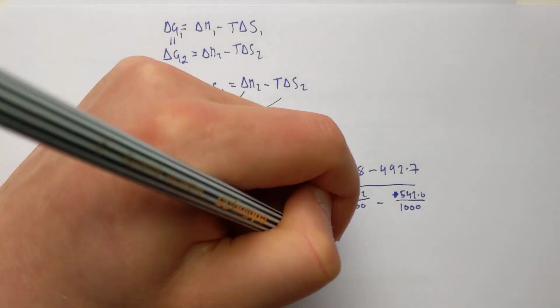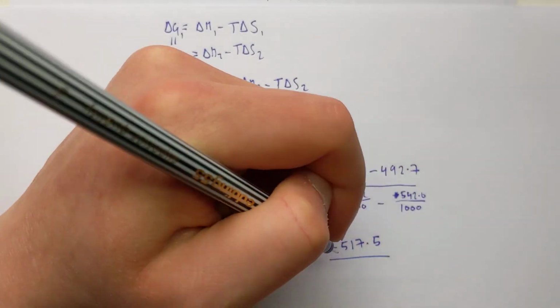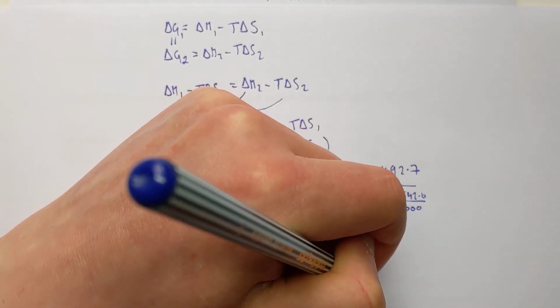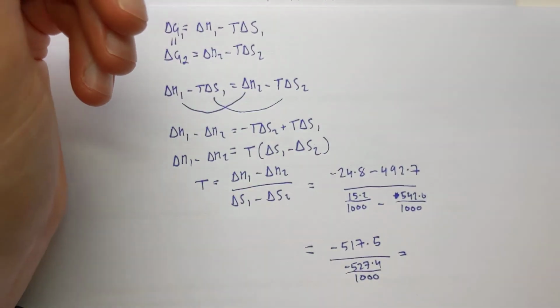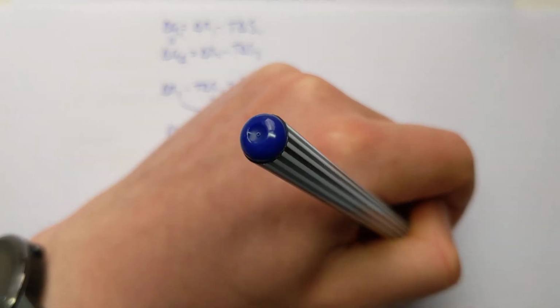At that point I could just type it onto my calculator in one step, or I could split it up. If I split it up, on the top line it becomes minus 517.5. On the bottom it becomes minus 527.4 over 1,000. At that point my calculator goes, and I get a final answer of 981 Kelvin.